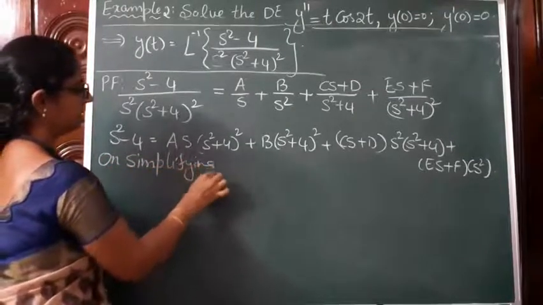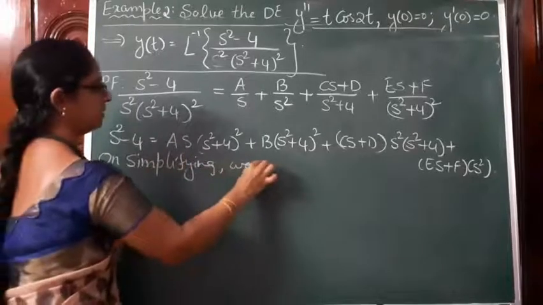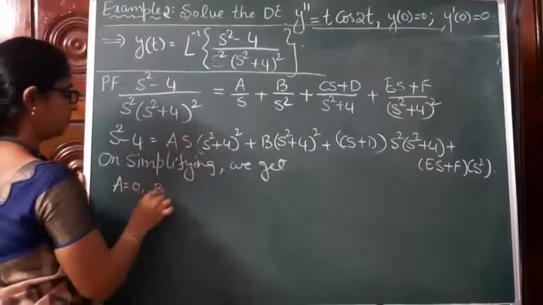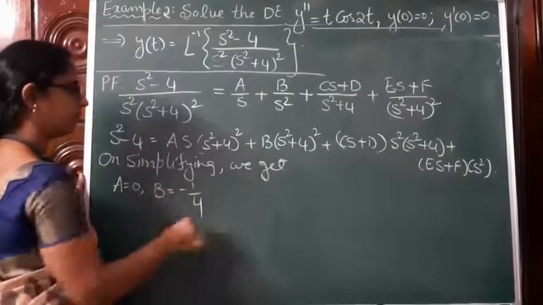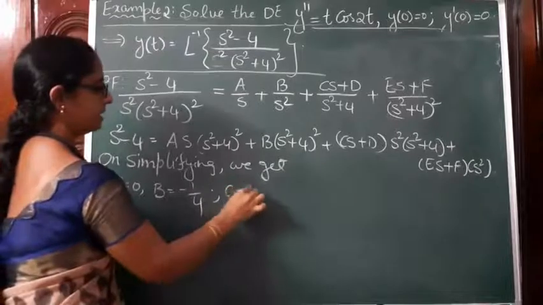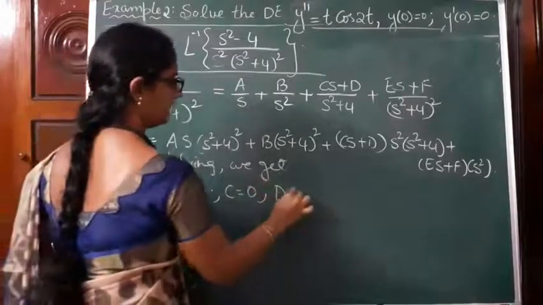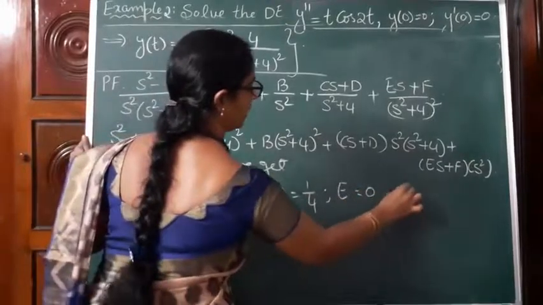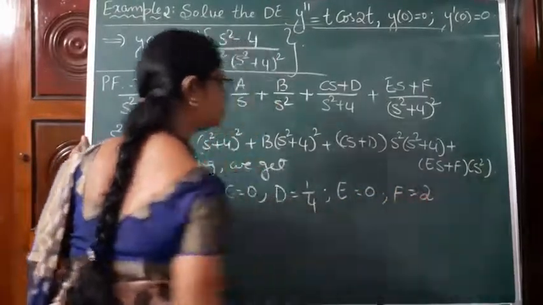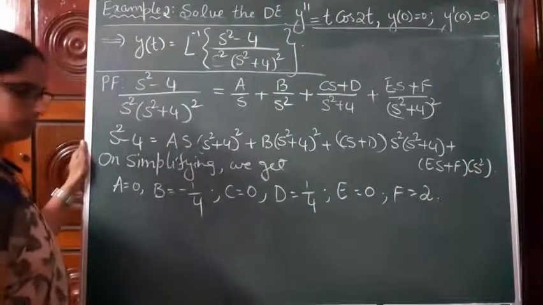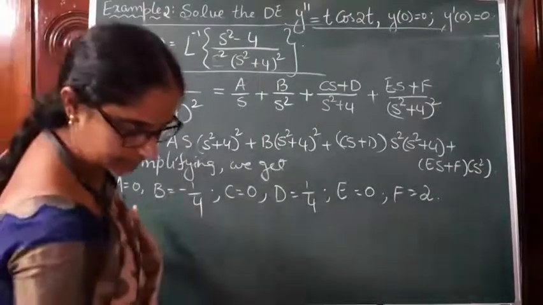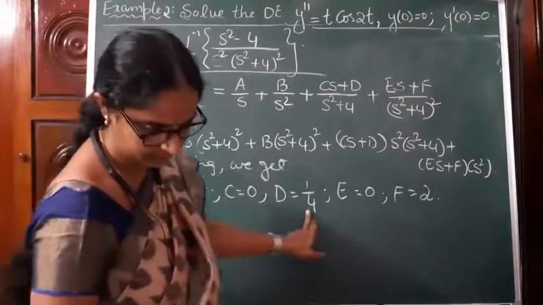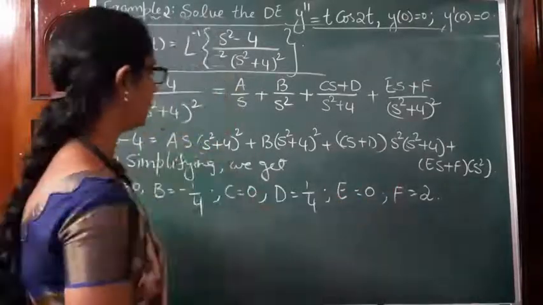We get a is 0, b is −1/4, c is 0, d is 1/4, e is 0 and f is 2. So I hope I wrote correctly. Let me check once again. a is 0, b is −1/4, c is 0, d is 1/4, e is 0 and f is equal to 2.